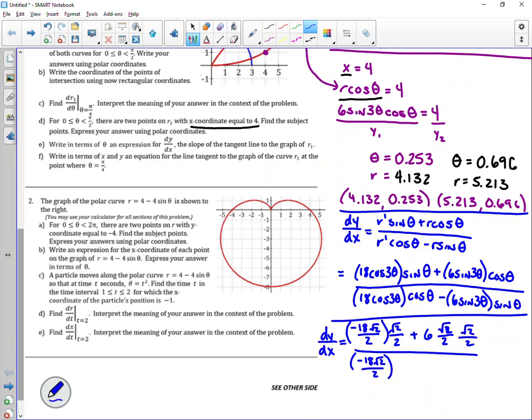This was not a nice ease into polars for you guys, was it? Very brutal. I thought polars was just going to be like converting and then graphing, not like that.